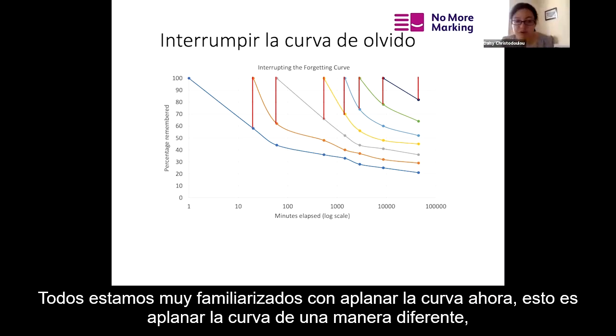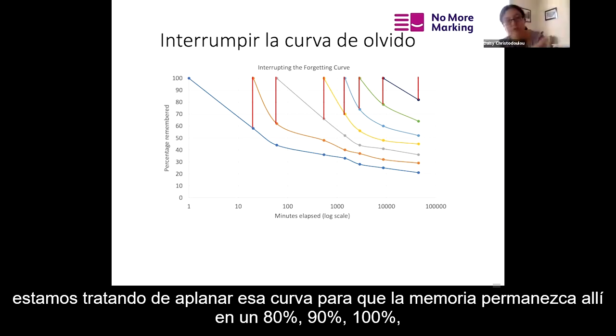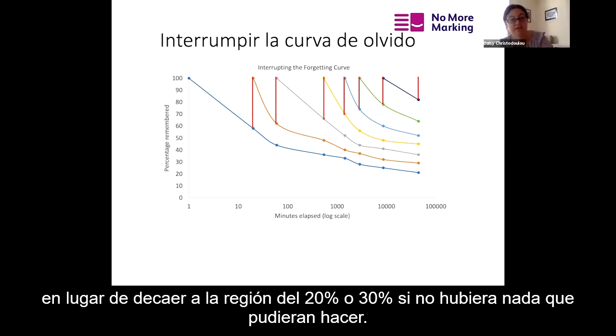So you keep topping up and you can see the curves are just gradually flattening. We're all very familiar with flattening the curve now. This is flattening the curve in a different way. We're trying to flatten that curve so that the memory is staying up there in the 80, 90, 100% region, rather than decaying down to the 20, 30% region if there's nothing that you would do.